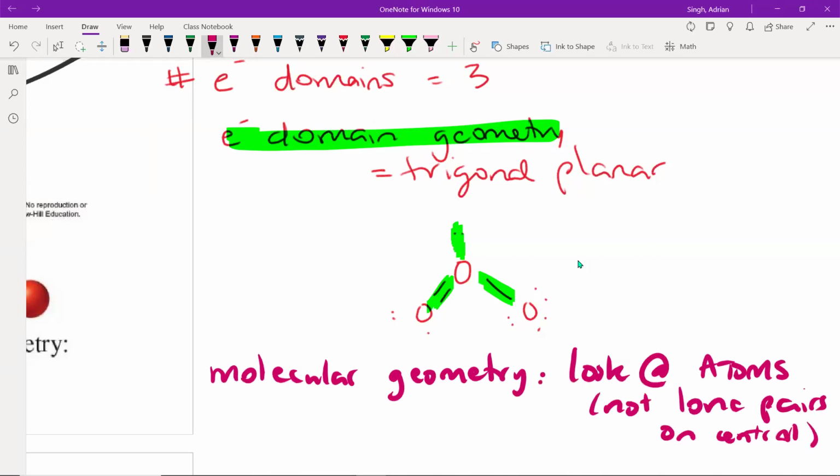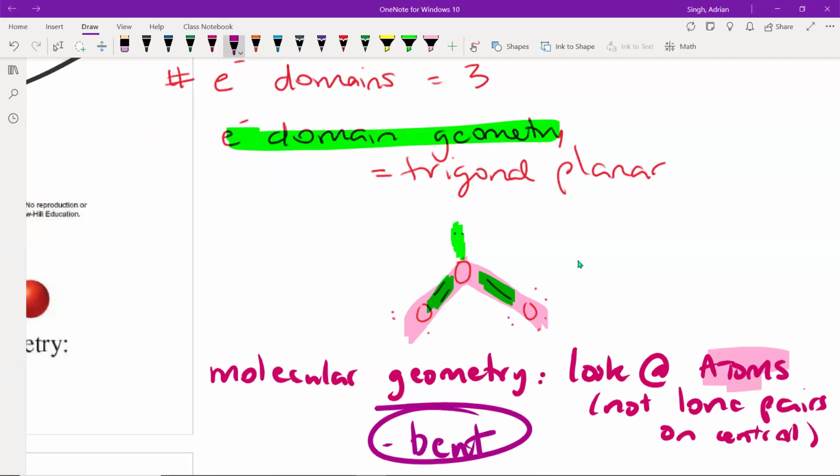Okay, so now if I look at my molecular geometry, all I'm looking at are how the atoms are connected. So in the case of ozone, I have an O connected to this O, and connected to that central O, I have my other O to the left. So that shape then of the atoms, how they are connected to each other, is not a trigonal planar shape. It is actually bent.